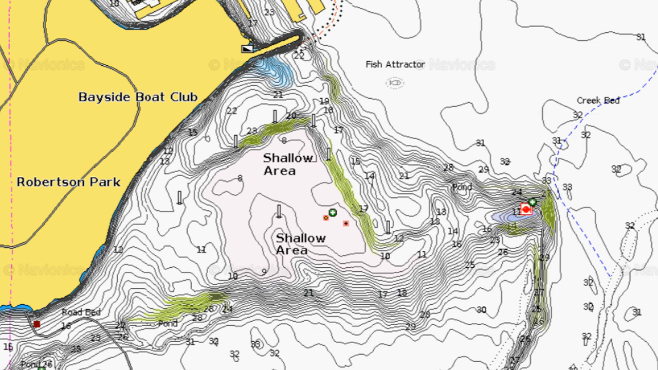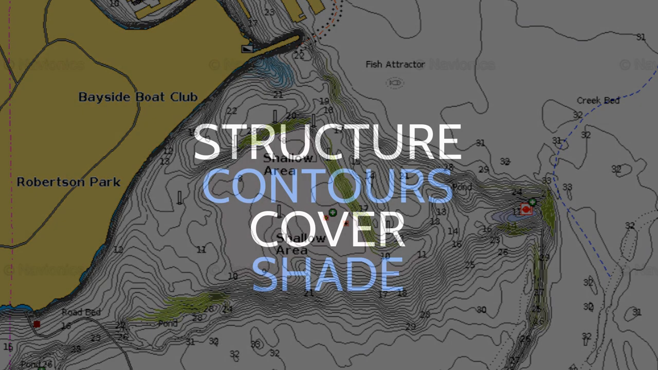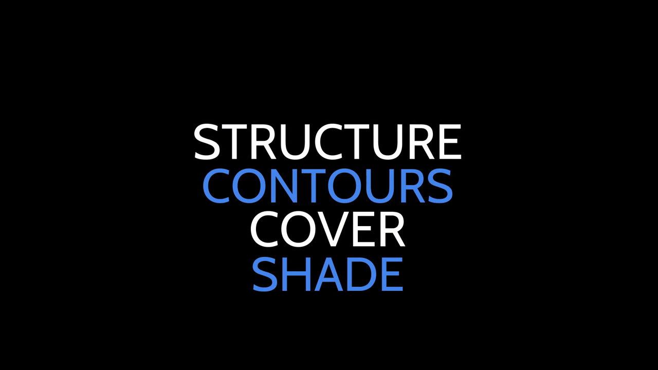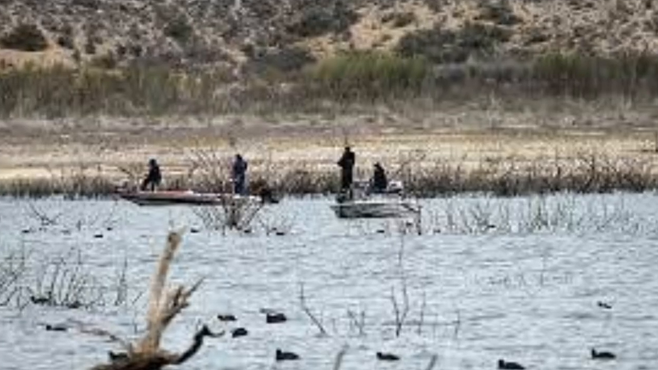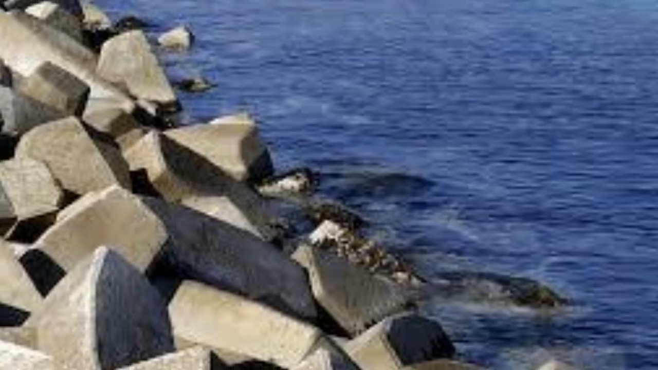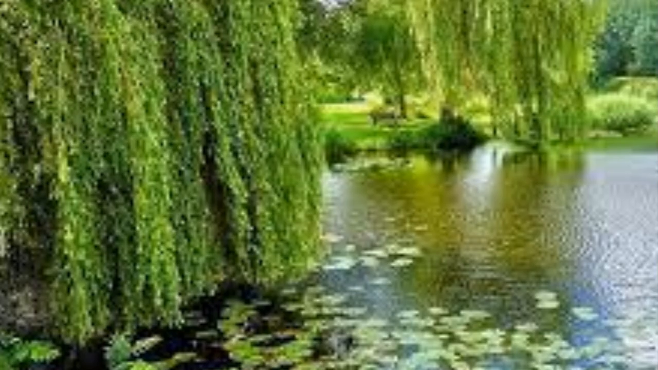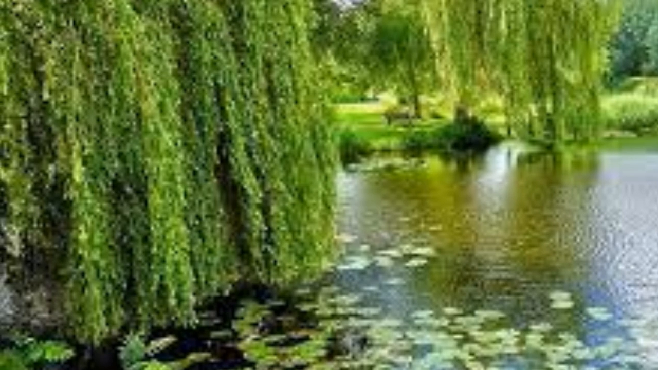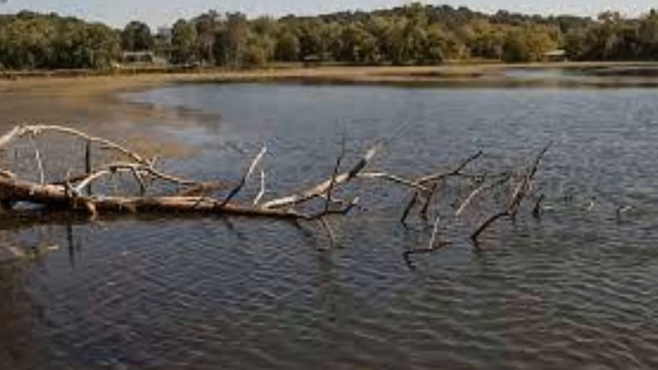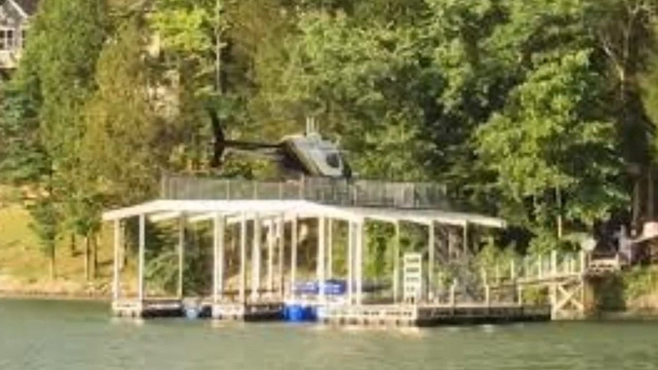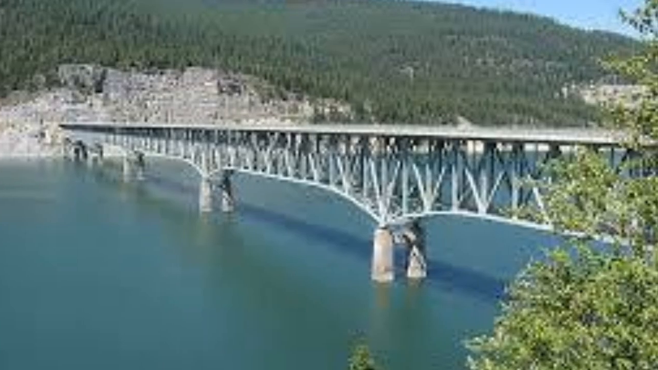So structure would be like ledges, drop-offs, humps, anything that basically the land has created some type of formation for you to be able to fish around, that would be considered structure. So get that straight, that's structure. Now cover is totally different. Cover is basically anything that can provide shade. The easiest way to say it is a rock pile, a lay down, a brush pile, a dock, an overhanging tree, a man-made structure, things like that. So that's going to be your cover.